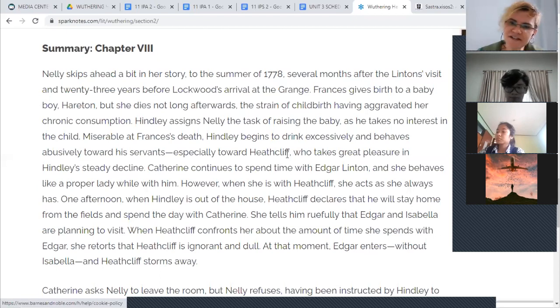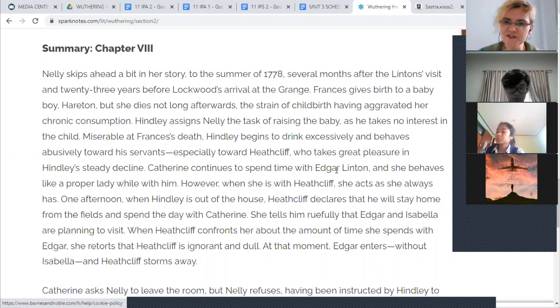Heathcliff, on the other hand, and this is where the destruction is, is happy to see that it doesn't go well with Hindley, because Heathcliff really hates Hindley, because Hindley treated Heathcliff very badly. Remember, he often hit Heathcliff. He was really abused because Hindley is his stepbrother, right?